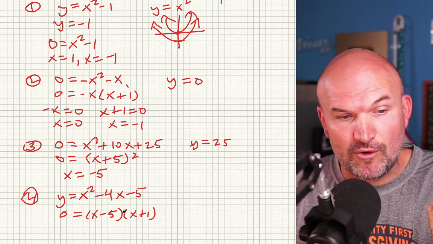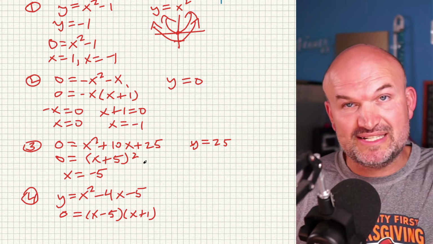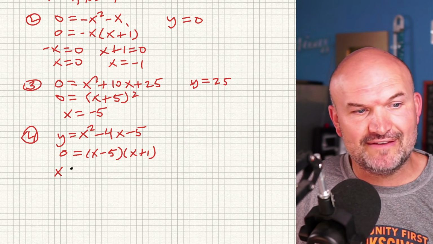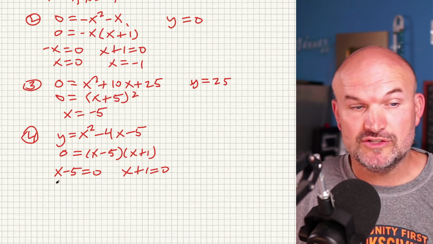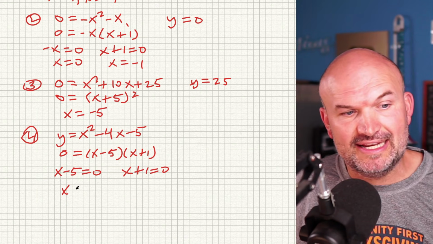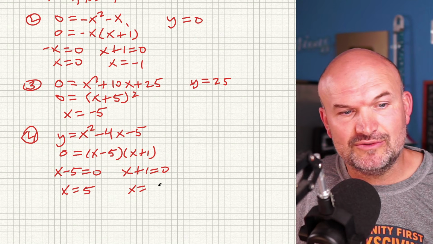Because this is the factored form, we take the zero product property and set it equal to 0. Now we're going to have x minus 5 is equal to 0, x plus 1 is equal to 0. So again, now when we solve, we get x equals 5 and x equals -1.